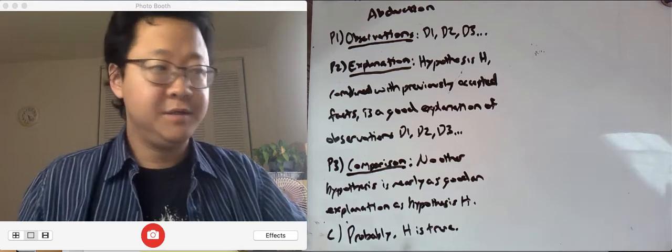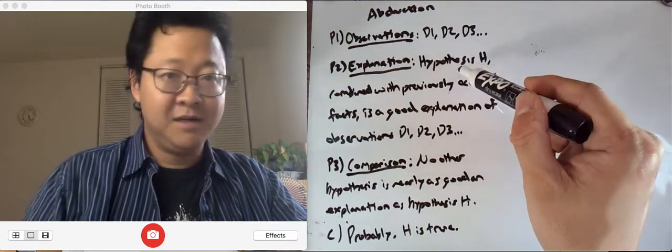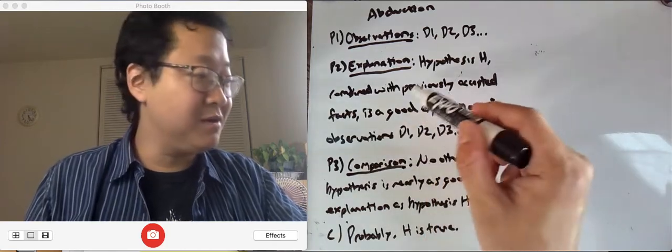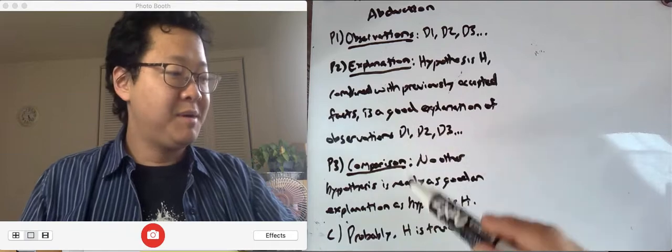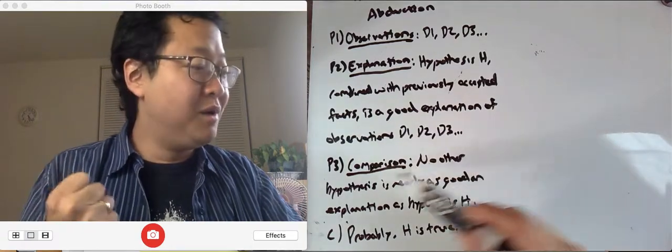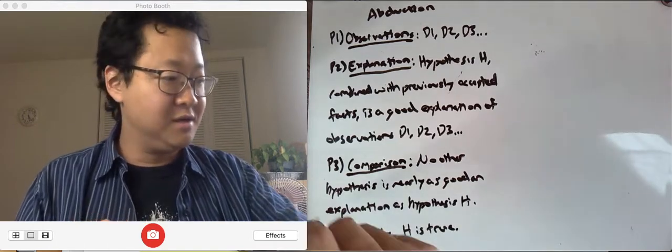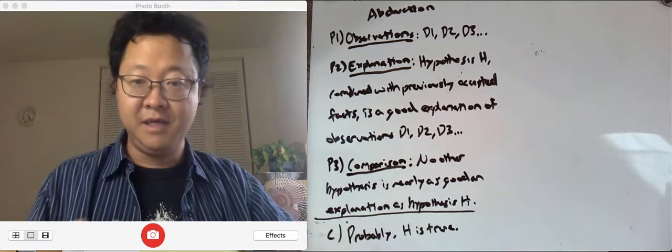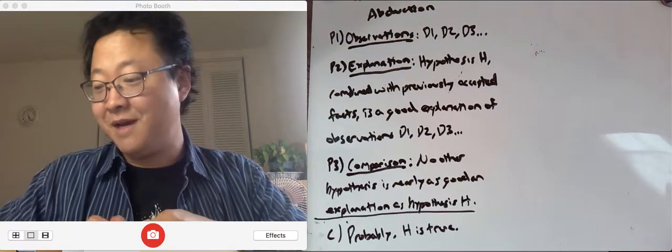Okay, let's recap. You start with your observations. You give a hypothesis which is supposed to explain, or be a good explanation of, the observations. Premise three asserts that no other hypothesis is nearly as good an explanation as H, and you conclude, therefore, probably H is true. Okay, so we'll look at an example of that in the next video.